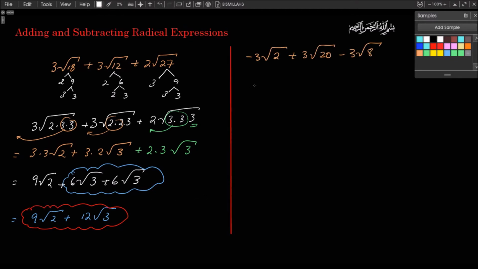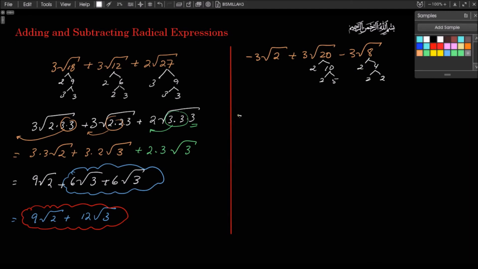Okay, how about this one? Well, again, you see, none of the radicals are the same, so you would think that you can't combine them. But before we give up, we have to simplify these radicals. Well, you can't really simplify this, but here 20 can be simplified. That's 2 times 10, and that's 2 times 5, right? So that can be simplified. How about the 8? That's 2 times 4, and that's 2 times 2.